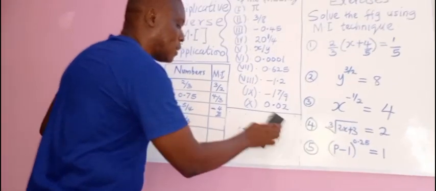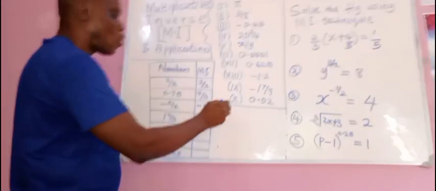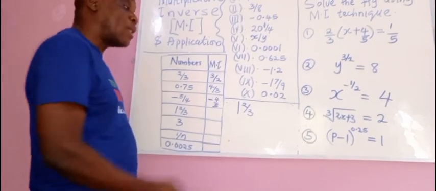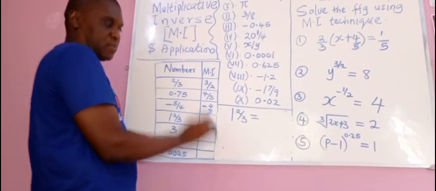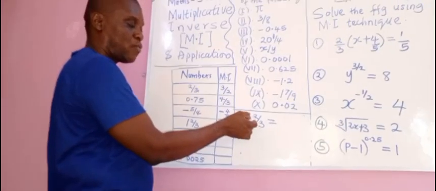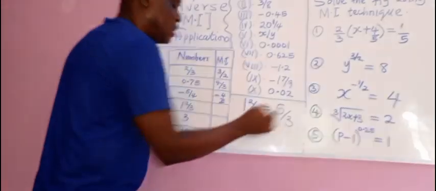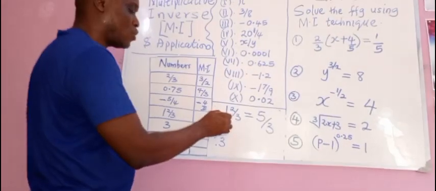Okay. The next one. Look at this. We want to find the multiplicative inverse of what? 1 whole number, 2 over what? This one has to be changed to an improper fraction. 1 times 3, 3 plus 2, 5. That is 5 over what? 3. Now, I have 5 over 3, which is the same thing as this one.